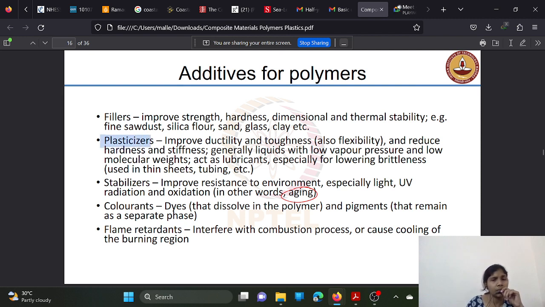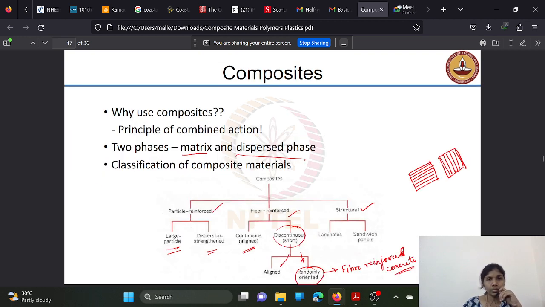And by adding additives such as plasticizers, you will obviously improve the ductility and toughness, and also the flexibility, and reduce the hardness and stiffness. Okay, and stabilizers will improve the resistance to the environment, for example from UV radiation, oxidation, light, etc. And colorants are for dyeing the polymers, and flame retarders are used to interfere with the combustion process or cause cooling of the burning region. Like when the polymers are in the burning region, the flame retarders will help cause the cooling.